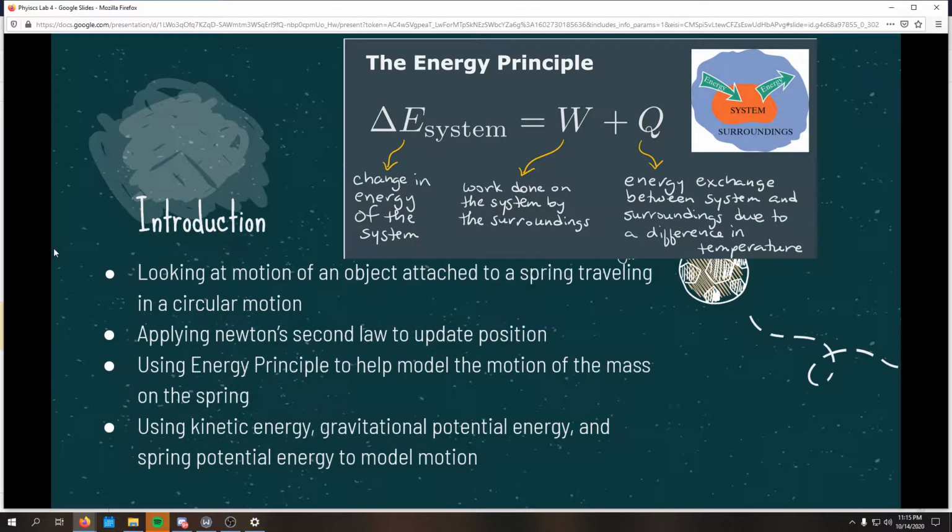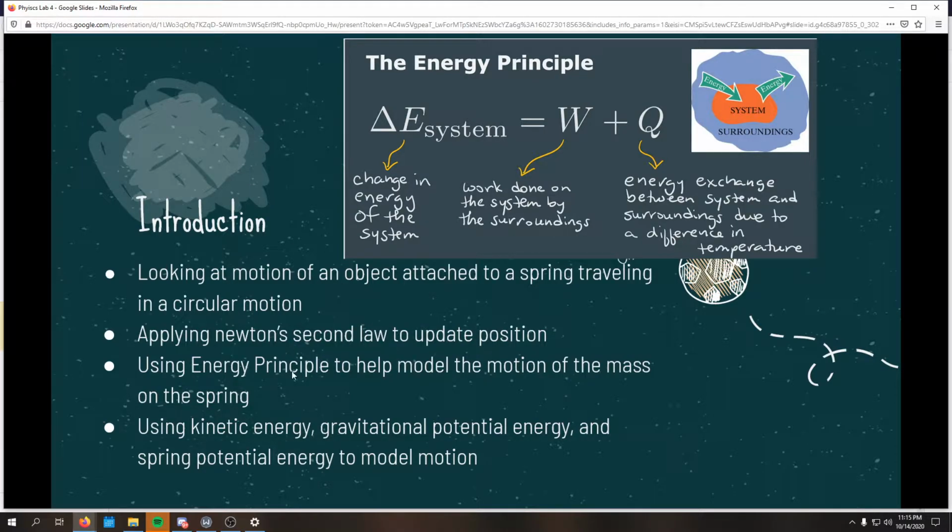So as a quick introduction to this lab, we are looking at the motion of an object attached to a spring traveling in a circular motion. And so we were using Newton's second law and the momentum principle to model or to update the position of the mass on the spring according to the momentum principle based on the two forces that were acting on it, being the spring force as well as the force of gravity.